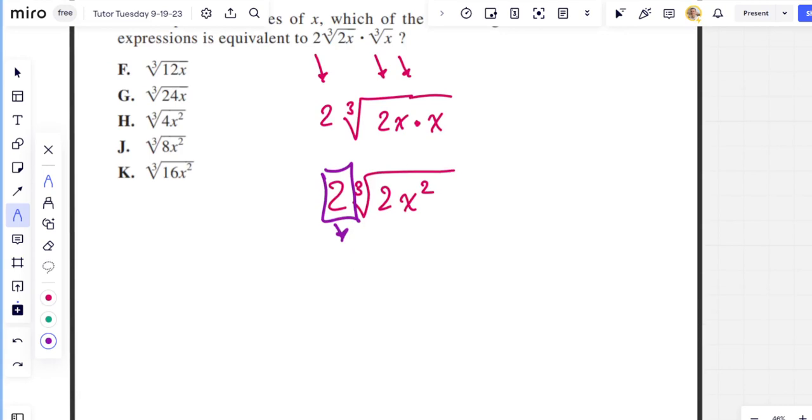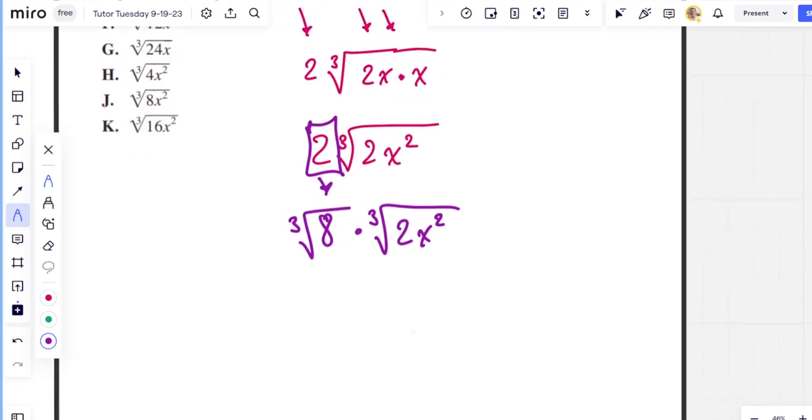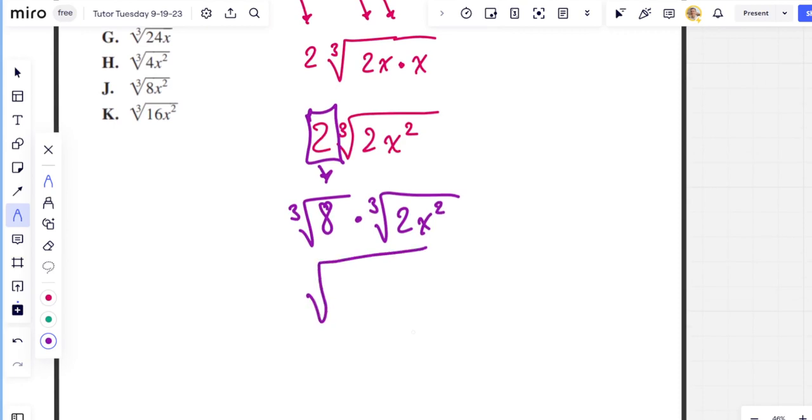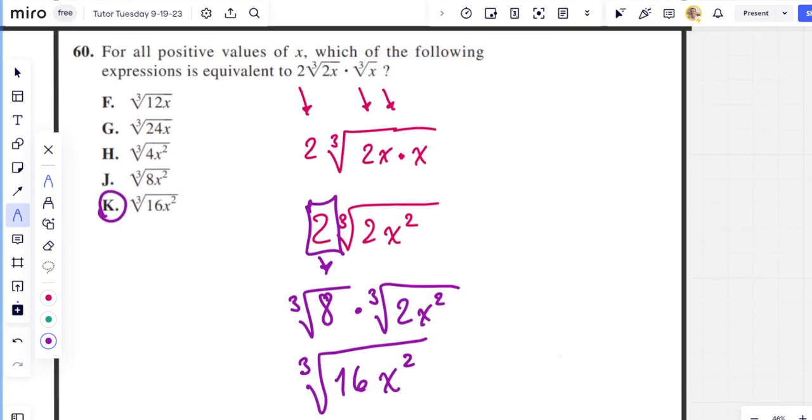Well, 2 is the same thing as the cube root of 8. So I'm going to write 2 as the cube root of 8 to make it match the cube root format that we have here. And again, using that multiplication rule where we can multiply different cube roots under the same root, we're going to get the cube root of 2 times 8, which is 16, and then we just have that x squared. So that's exactly matching with answer choice K.